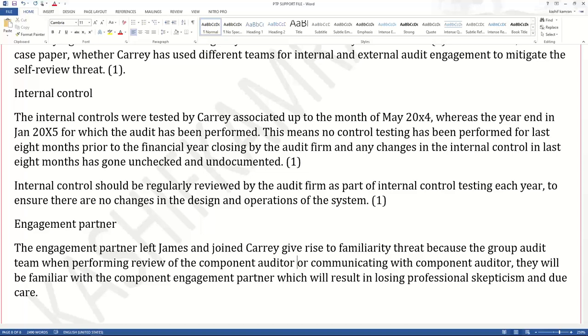Yes, exactly, Reema. It can also give rise to an intimidation threat. But currently, because the group auditor is different and the component auditor is different, the intimidation threat would be mitigated substantially.